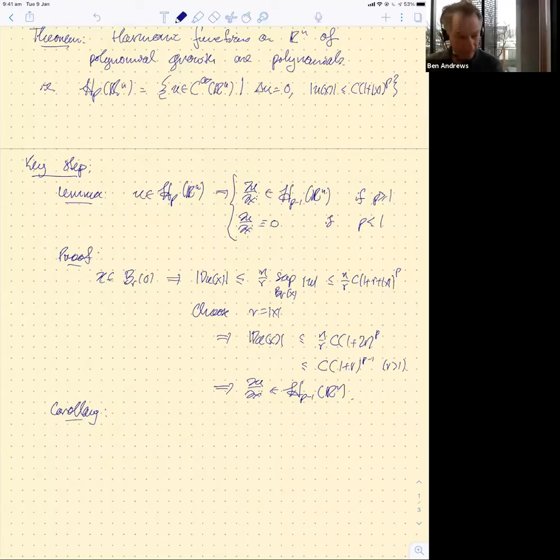In other words, let's say if u is in HP, then any k-th derivative is 0, if k is bigger than p. And that tells you straight away that u is a polynomial.